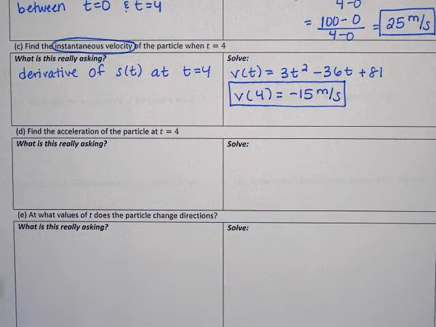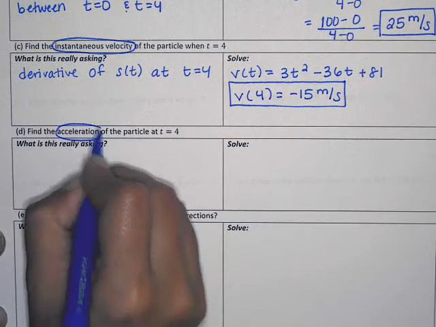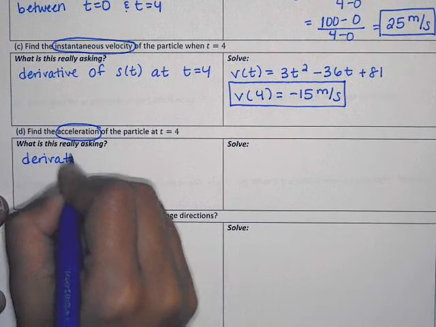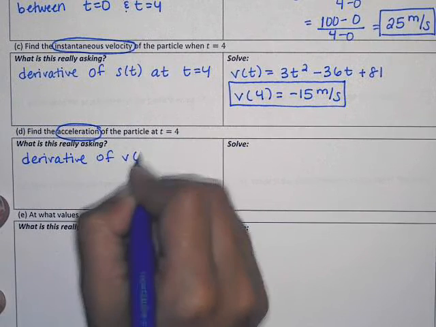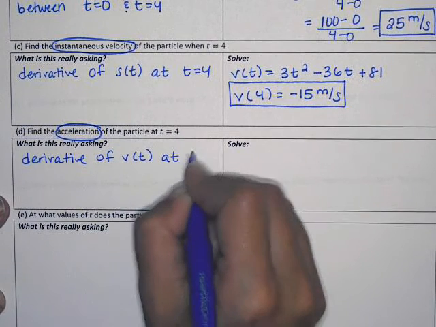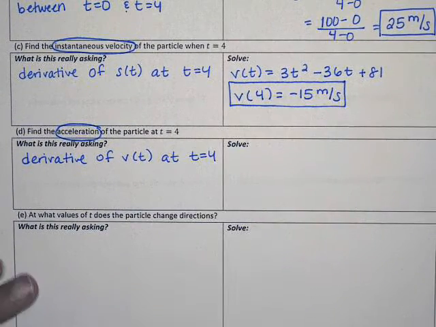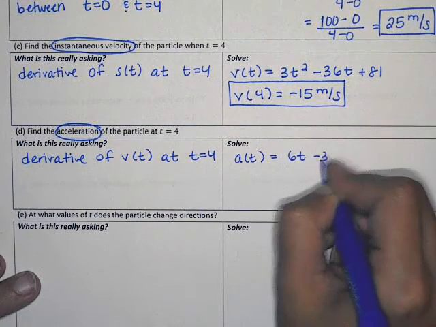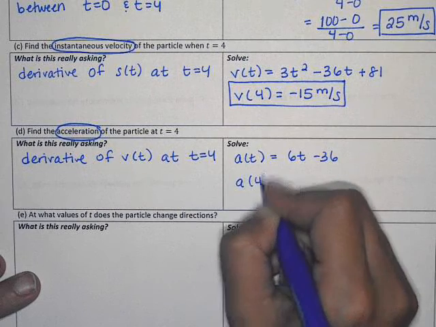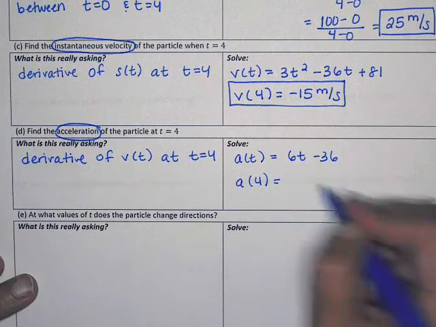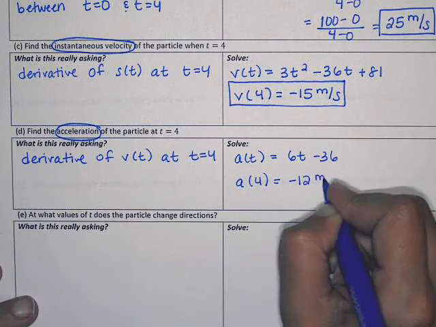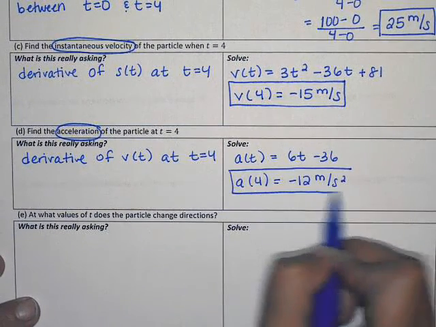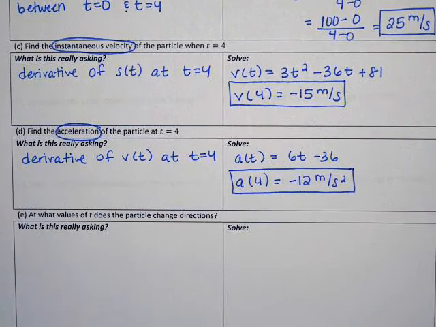Next, find the acceleration. For acceleration, I know I'm really asking for the derivative of velocity at t equals 4. So my acceleration function would be 6t minus 36. And at t equals 4, I would get 24 minus 36, which is negative 12 meters per second squared. Again, seconds squared is in acceleration units.